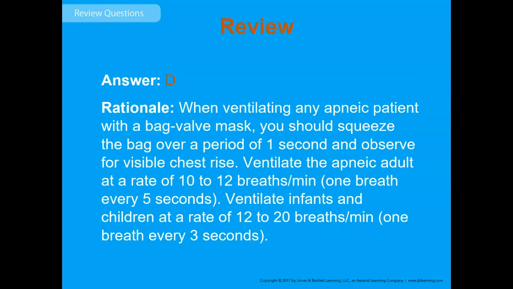When ventilating an apneic patient with a BVM, you should squeeze the bag over a period of 1 second and observe for visible chest rise. Ventilate the apneic adult at a rate of 10 to 12, 1 breath every 5 seconds. Ventilate infants and children at a rate of 12 to 20, 1 breath every 3 seconds.